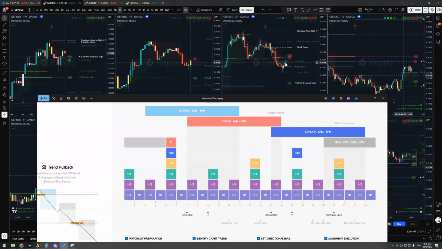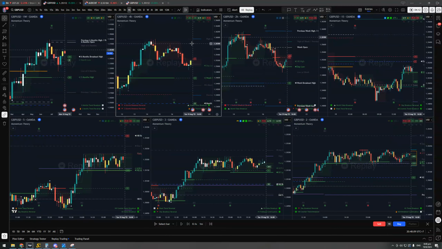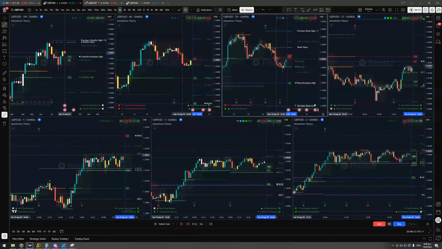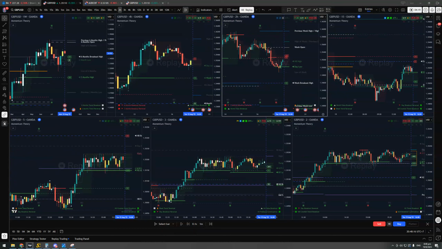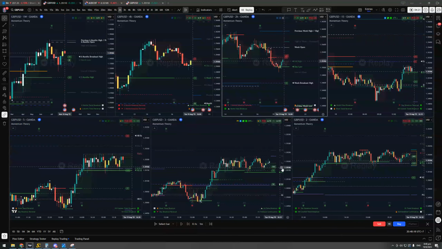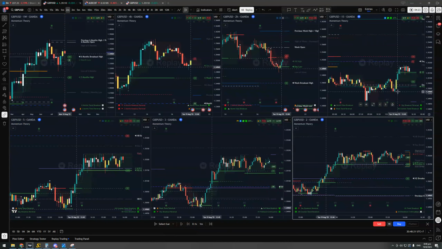So nothing set up for me at London Open, so I waited until the H4 bar closed. Now the H4 bar did not close above the daily breakout level, so I thought that I had no trades here. But once I looked at the lower time frames, I noticed some interesting behavior here.